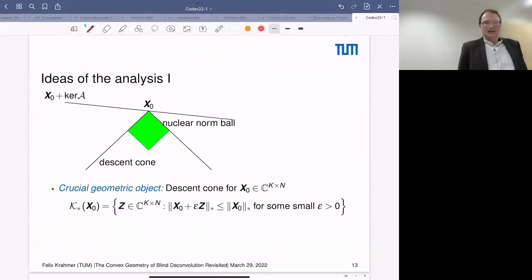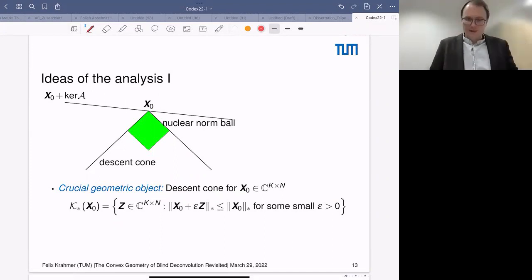So let's think about the analysis a little bit, and how this was established. The idea is the following. It follows the general idea of the convex geometry of linear inverse problems that was suggested in a very influential paper some years ago, of analyzing descent cones. You're looking at the cone of all the points that have a smaller nuclear norm as compared to this x naught.